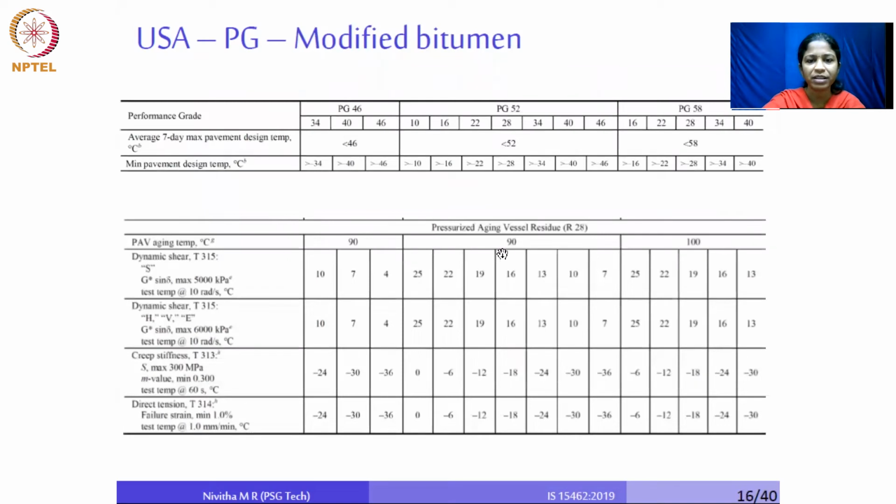Then we also have the PAV temperatures. You can see, but what they have done is the G star times sine delta value is specified differently for different traffic conditions. For the standard traffic condition, it is sufficient if you limit it to a maximum of 5,000 kilopascal. Whereas for heavy, very heavy, and extremely heavy, it has to be limited to a maximum of 6,000 kilopascals. Right? But in our code, we do not have these kinds of variations depending on traffic.